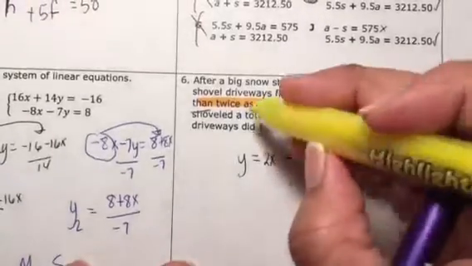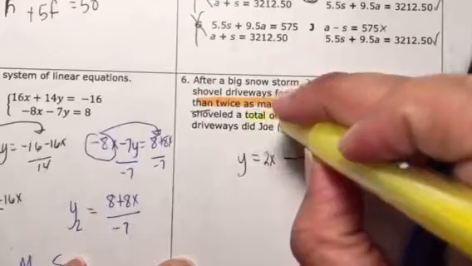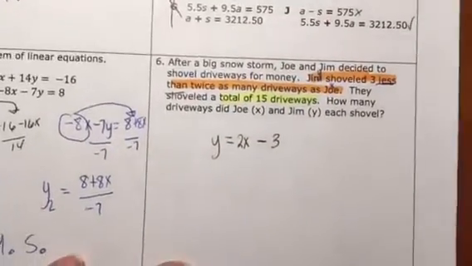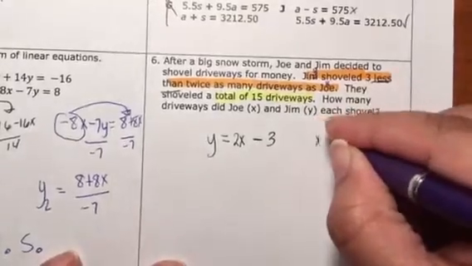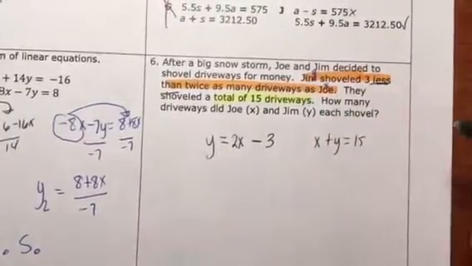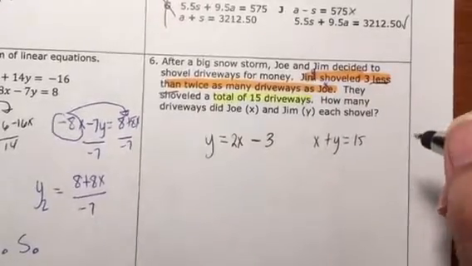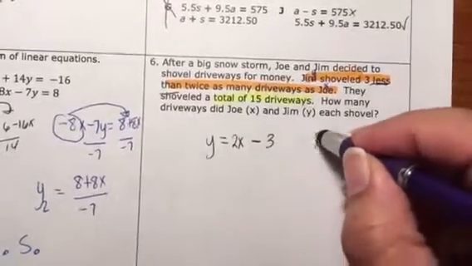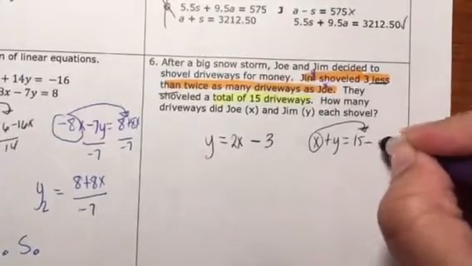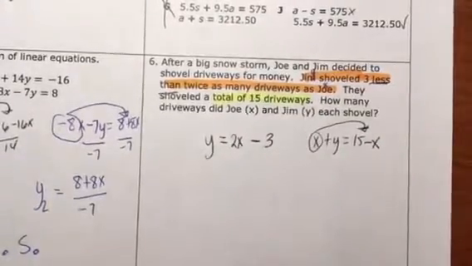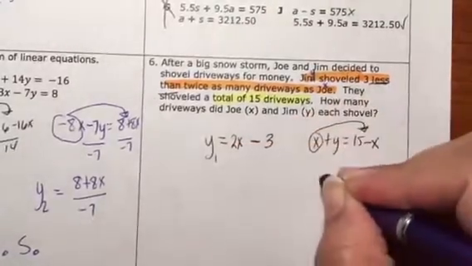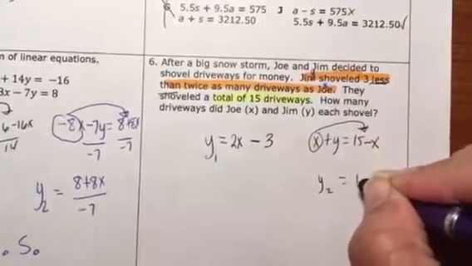Okay, so the next part is that they've shoveled a total of 15 driveways. So this would be X plus Y equals 15. So that means I would have to move over the X and it would become a negative. So this would go into Y1. This would go into Y2.